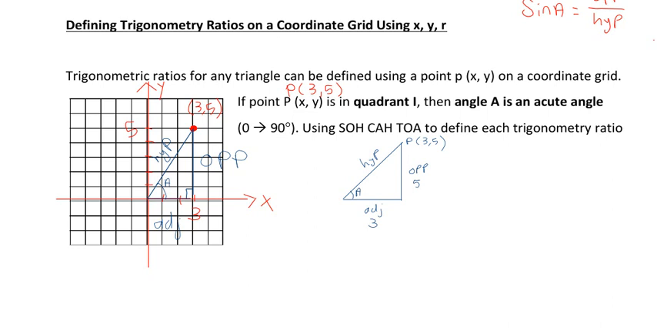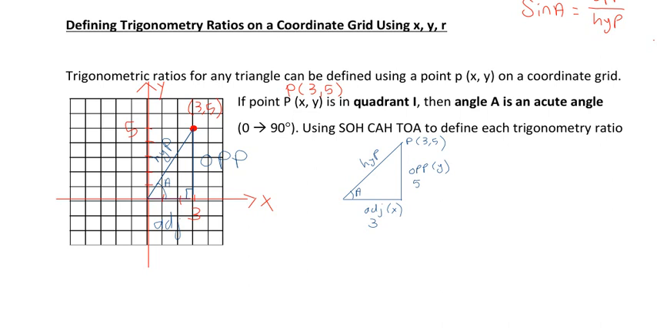If I'm looking at the adjacent, how can I define the adjacent with respect to x and y? So it's the x value, right? So you look at the adjacent, that's the x. So this here also represents my x value. How about the opposite? It's the y value, which is 5. So now you see that instead of calling them adjacent and opposite, I can call them x and y. Now, they call the hypotenuse r.